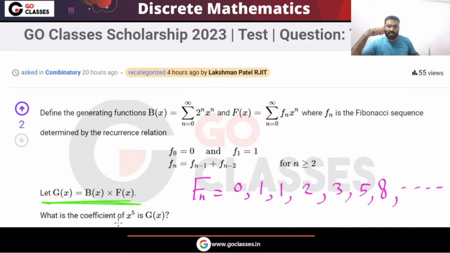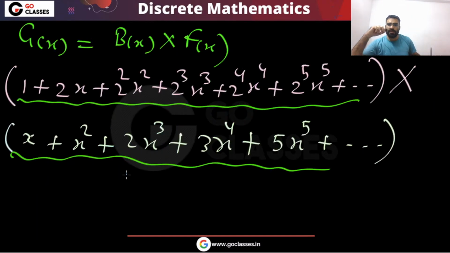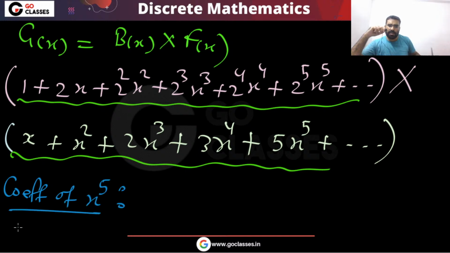Now what is the question asking? Coefficient of x power 5 in gx. We need to find the coefficient of x power 5 in gx. So how will you get x power 5 when you multiply these two? Tell me, how can you get x power 5?